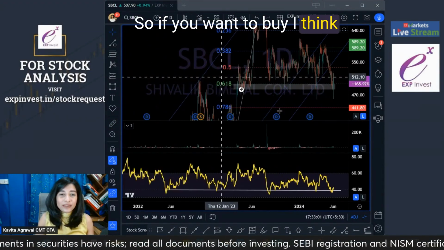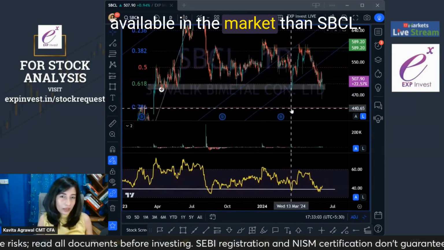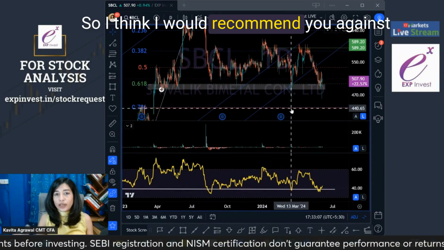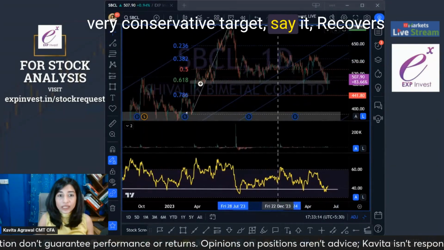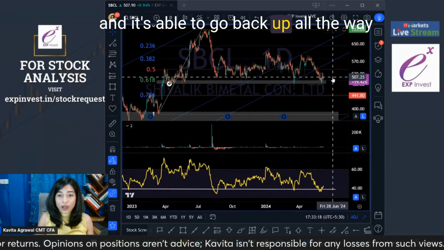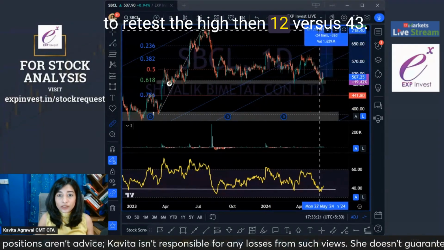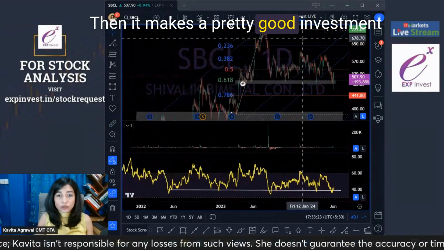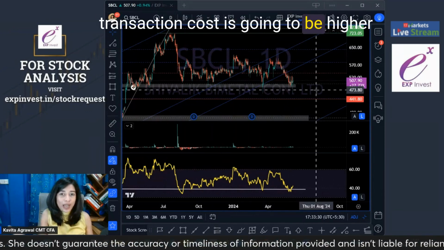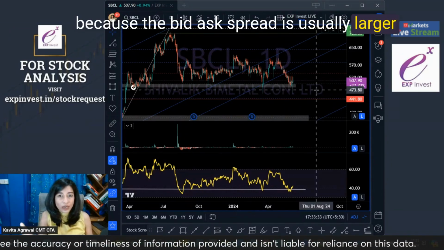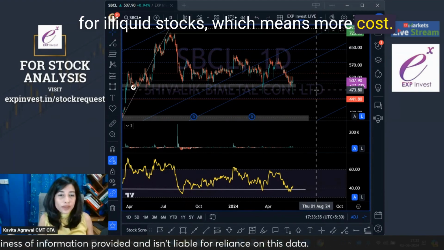If you want to buy, I think there are way better options available in the market than SBCL. So I would recommend against it, because even though I've said that a very conservative target, say it's able to go back up all the way to retest the high, then 12 versus 43, it makes a pretty good investment case. But it is a little illiquid, which means your transaction cost is going to be higher because the bid-ask spread is usually larger for illiquid stocks, which means more cost.